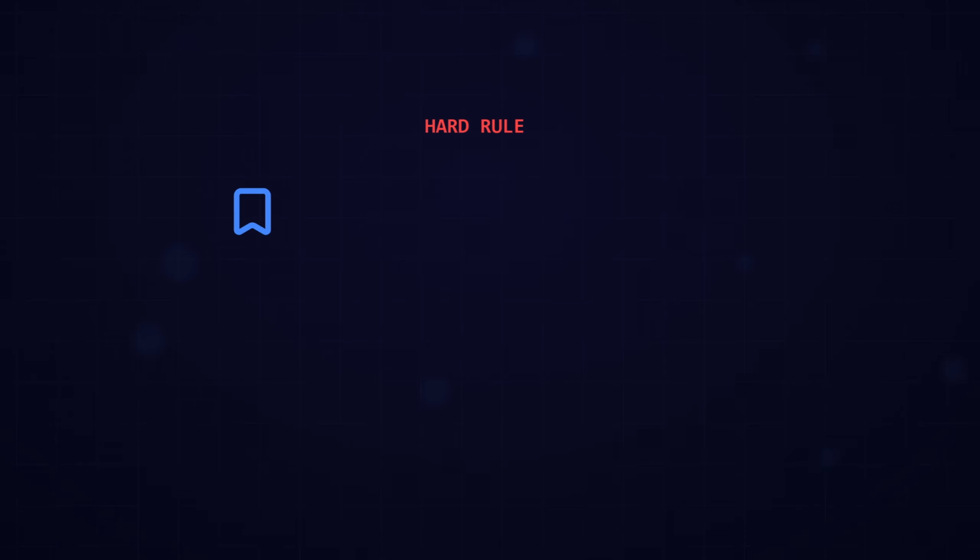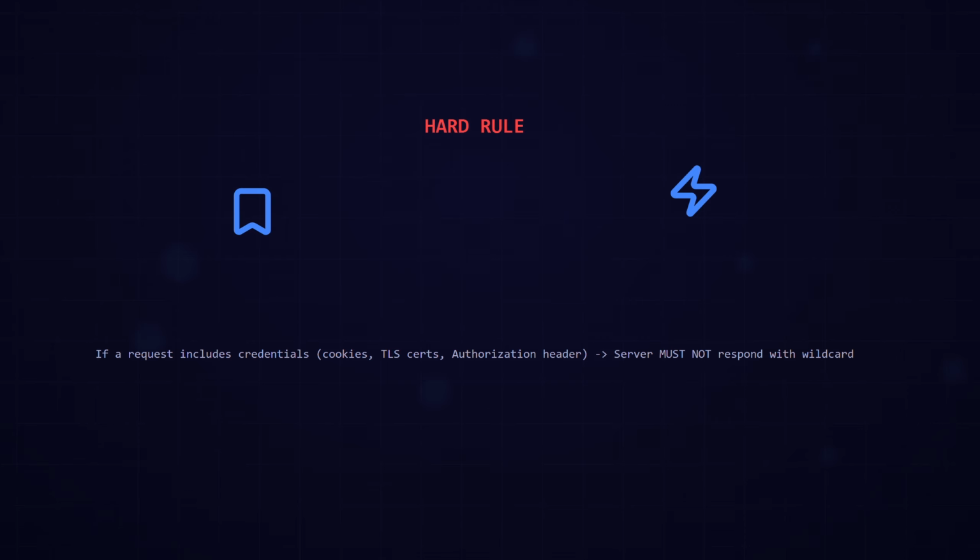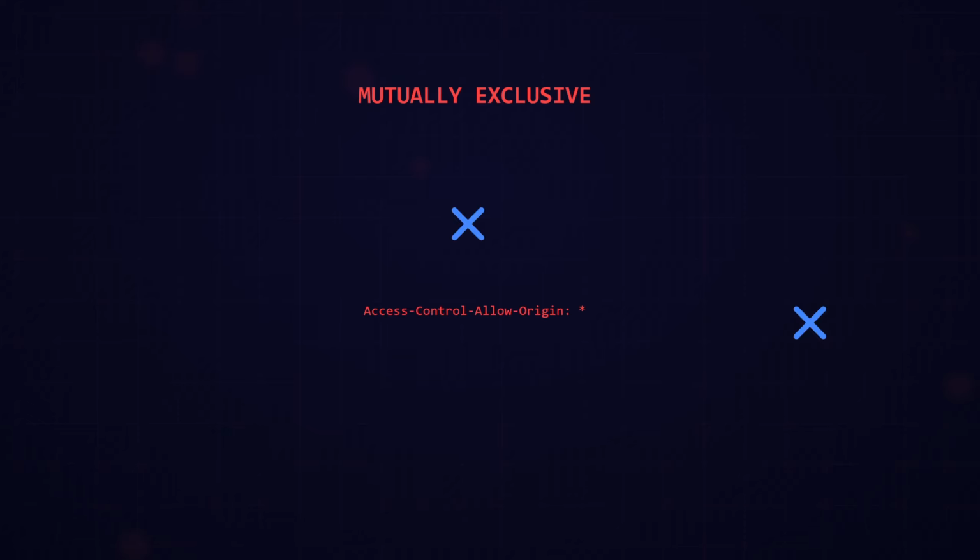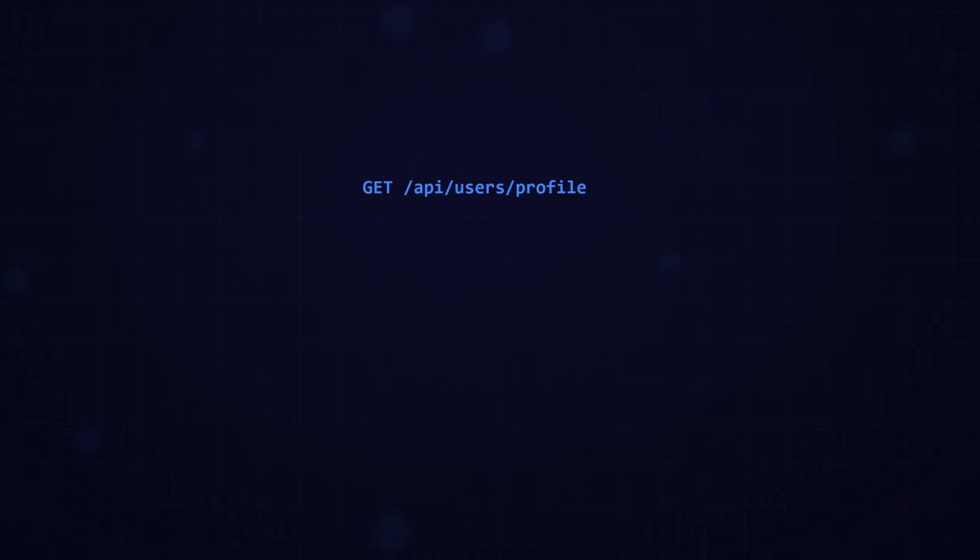The CORS specification has a hard rule. If a request includes credentials, cookies, TLS client certificates, or an authorization header, the server cannot respond with a wildcard origin. The wildcard and credentials are mutually exclusive by design. So the fix you copied from the top search result does not work for any API that actually needs to know who is calling it.